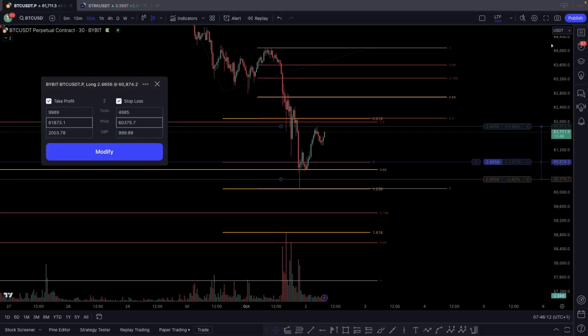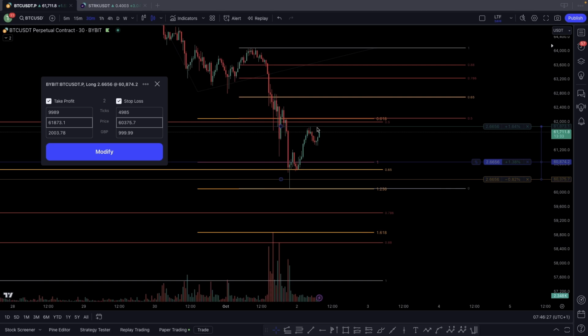Good morning, guys. It's currently 7:46 a.m. and this is an update on my trade. As you can see, this was my take profit level at $2,000 profit. That's where it was. Look how close it came to it.